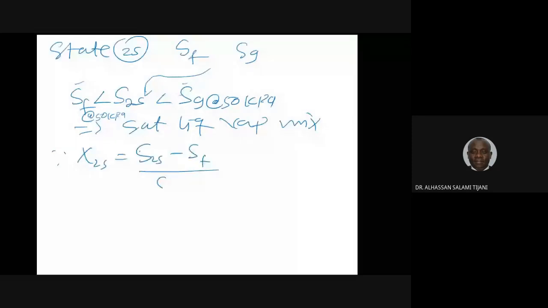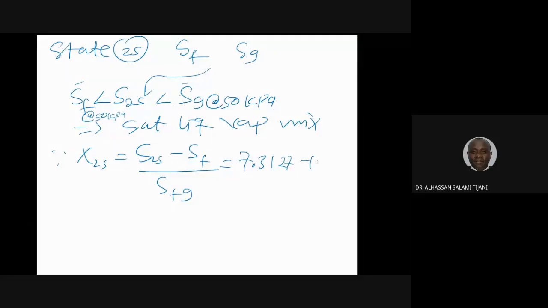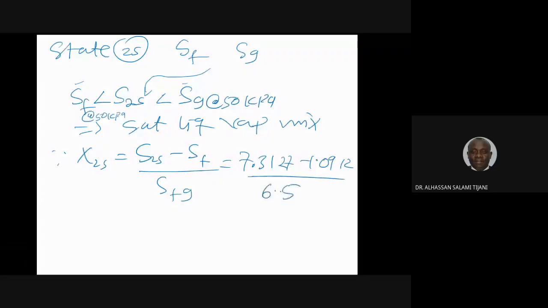Okay, so this gives me from the table 7.3127 minus 1.0912 divided by 6.5019. So X2S equals 0.957. Okay, so that's the value for the quality.